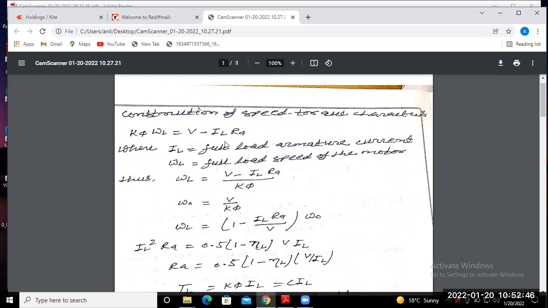So we can write the value of omega L equal to V minus IL RA, divided by K phi, and omega 0 represents the no load speed of the DC shunt motor. For the no load speed of the DC shunt motor, you have to put the load current as 0.